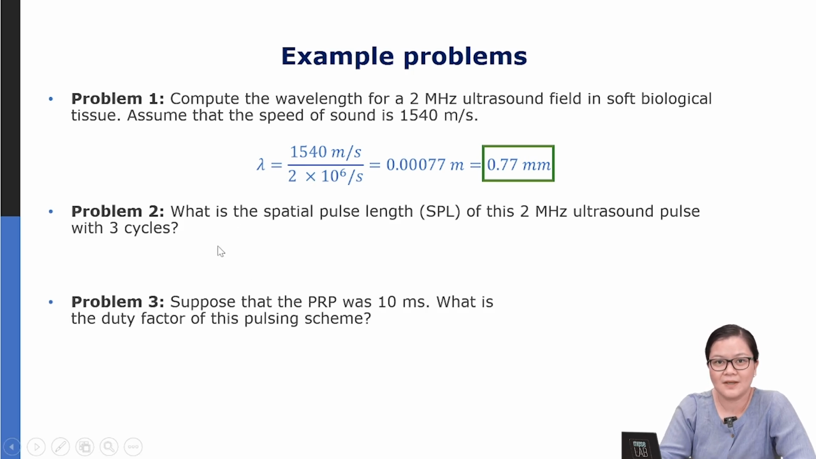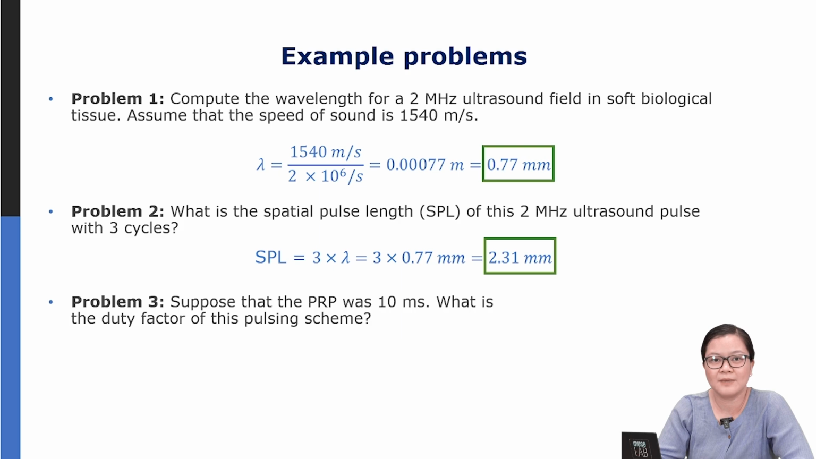For the second problem, what is the spatial pulse length of this 2 megahertz ultrasound pulse with 3 cycles? We know what the wavelength is from the previous problem, and this wavelength corresponds to the length of the wave in 1 cycle. Now if we look at 3 cycles, then we simply get the spatial pulse length, or the SPL, by multiplying the wavelength by a factor of 3. So we get 3 times 0.77 millimeters, and our spatial pulse length will be 2.31 millimeters. For the third problem, suppose that the pulse repetition period was 10 milliseconds.